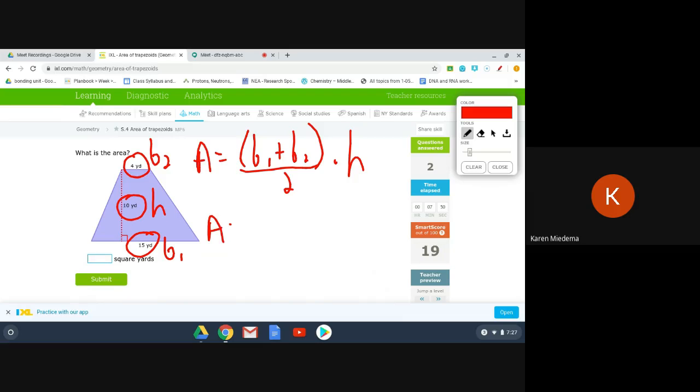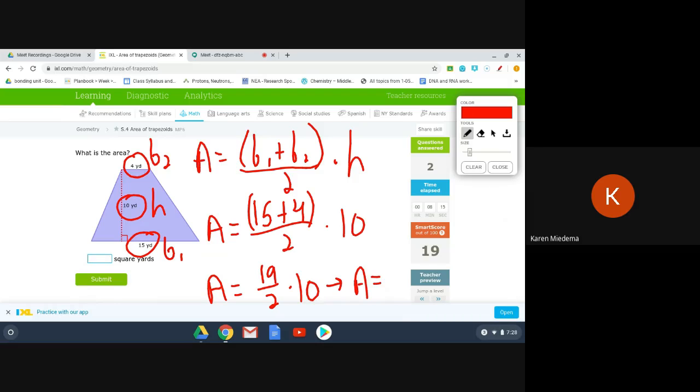So I wrote the formula. Next, I'm going to substitute in. Base 1 is 15 plus 4 all over 2 times the height, which is 10. I'll show the intermediate step. The numerator is 15 plus 4. I could simplify that to 19 over 2 times 10. 19 divided by 2 is 9.5 times the height of 10. And 9.5 times 10 is 95.